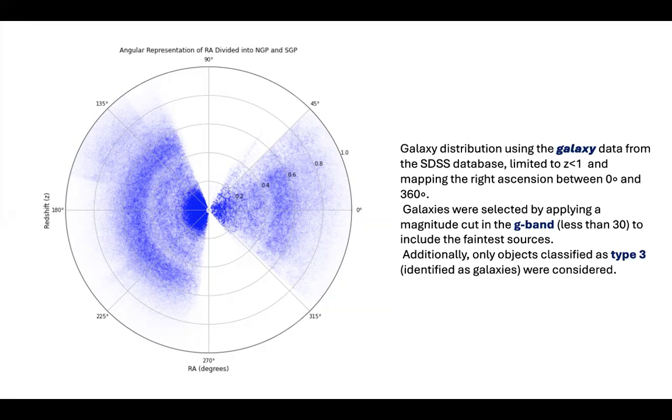In this plot, you can see galaxies were selected by applying a magnitude cut in the g band less than 30 to include the faintest sources. Additionally, only objects classified as type 3, identified as a galaxy, were considered.